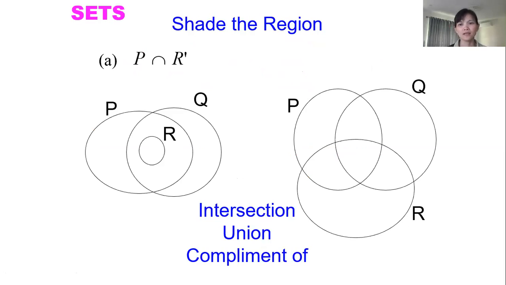Now class, you try to shade the region of the following. We try to shade it and compare to my answer. See whether you can get the correct answer or not. Do you still remember the steps? Number 1, you label the Roman numbers here, 1, 2, 3, 4, 5, 6, 7. Then you try to shade it and see whether you can get this answer.